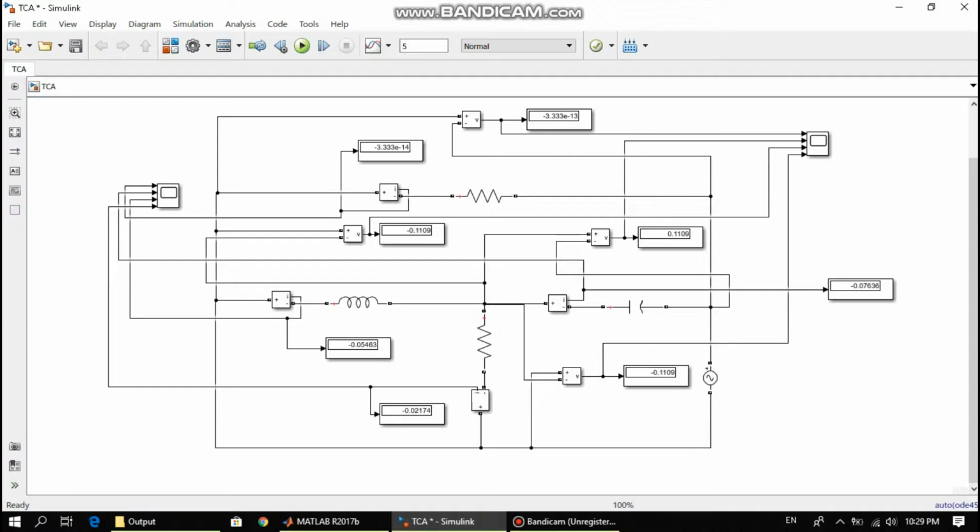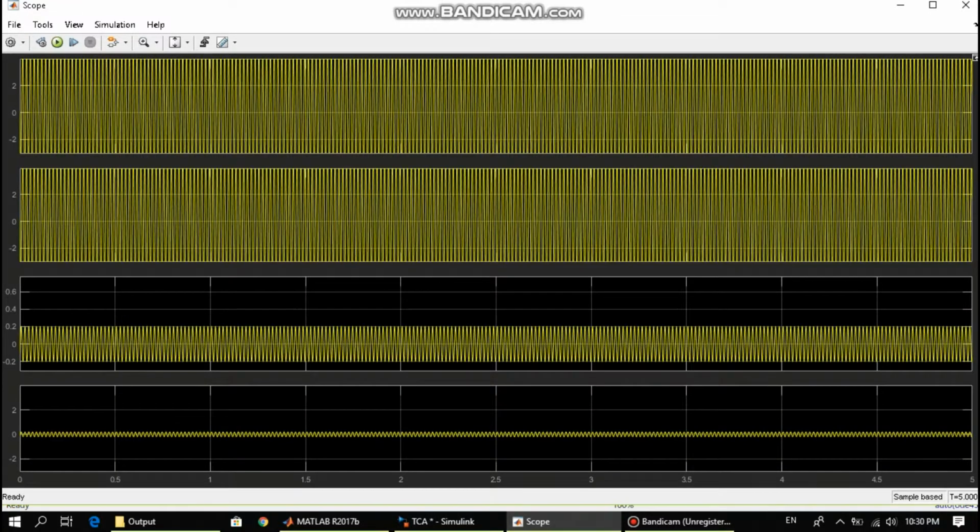So we run the circuit. And as you can see here, our circuit has been successfully simulated. I will show you the waveform. So this is the first one.